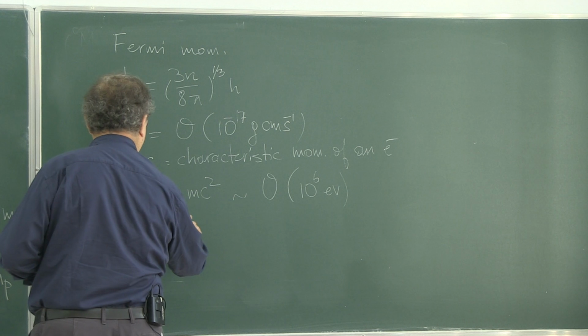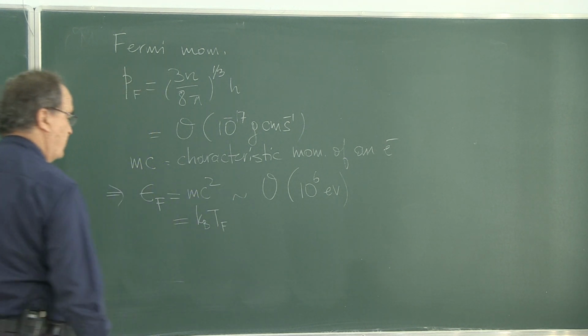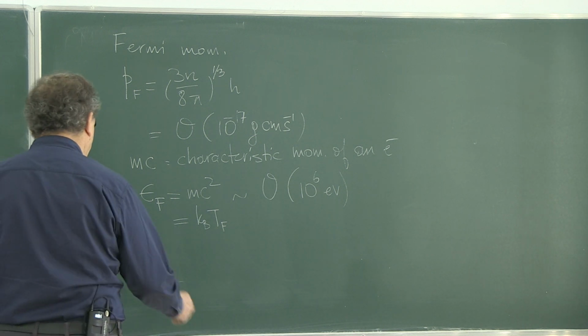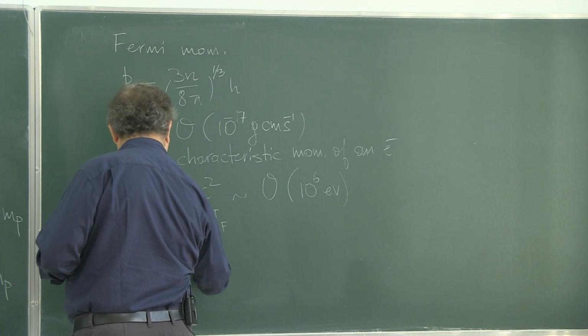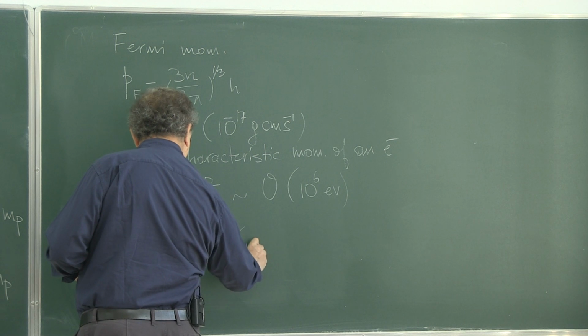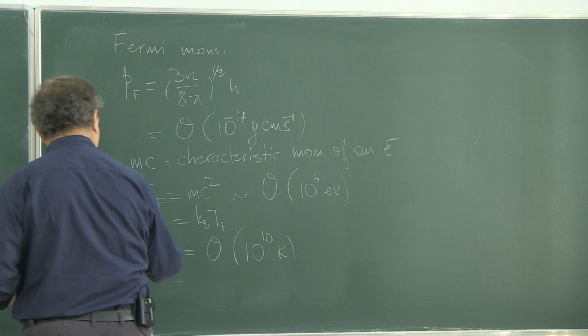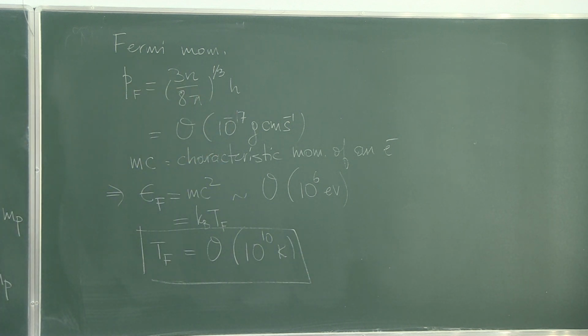So you can look at this as a temperature, the corresponding temperature, which is the Fermi temperature, kB TF. That's the way you turn energy into temperature. You find a Fermi temperature of the order of 10 to the 10 Kelvin. Oh, that's the most important result. Extremely important.